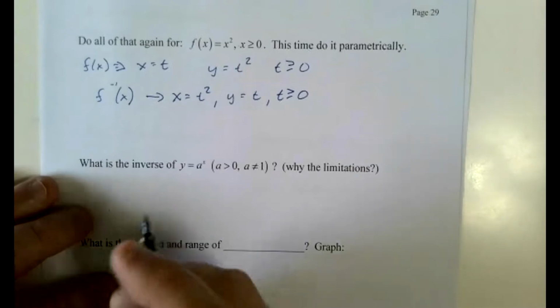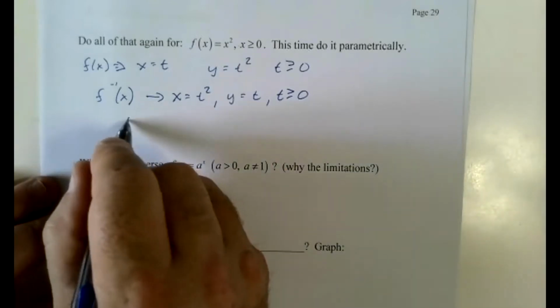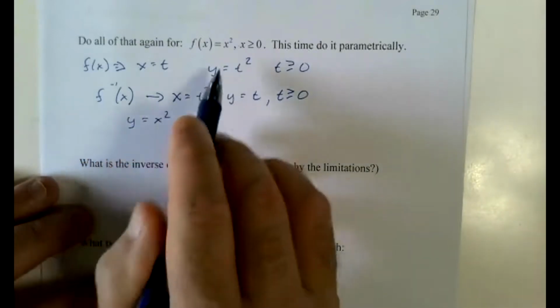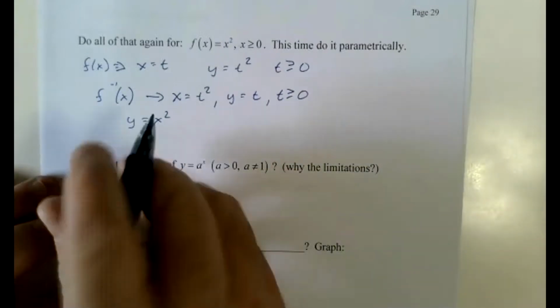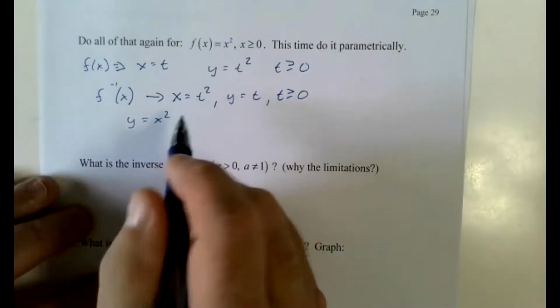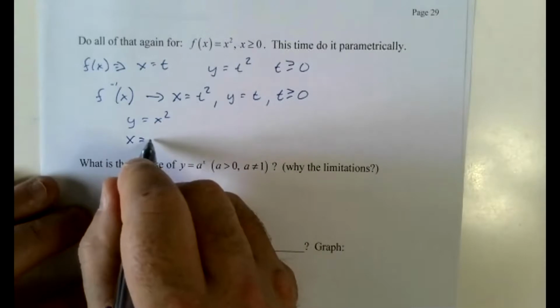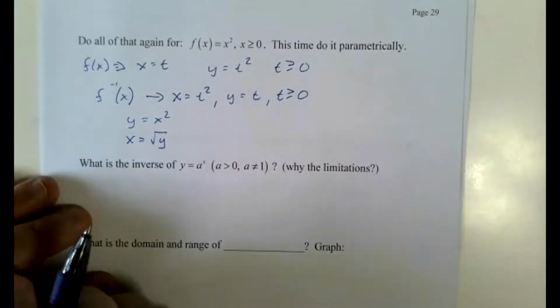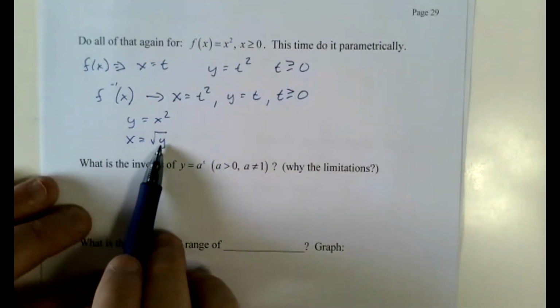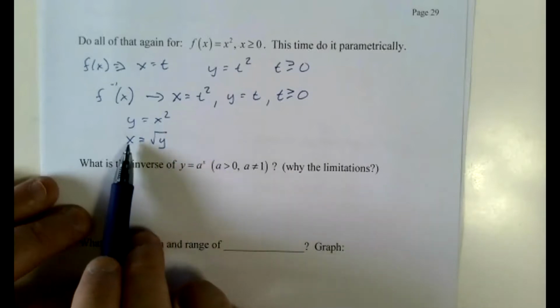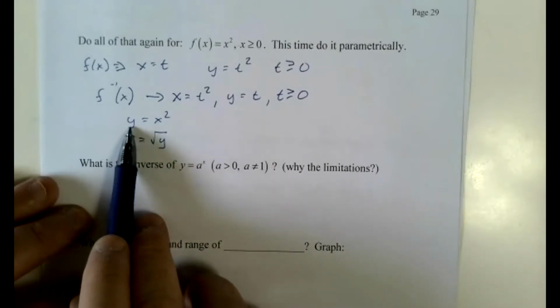Sure, whatever you say. So we have y equals x squared. That's the original function. And when we flip it and solve, we get x equals square root of y. How do I know that? Because if I plug this in, I will get x equals square root of y.